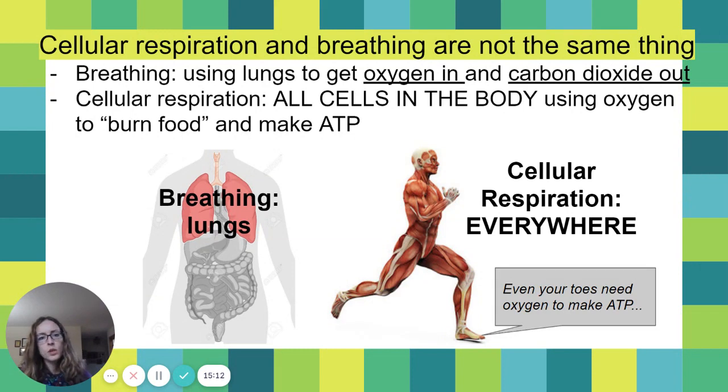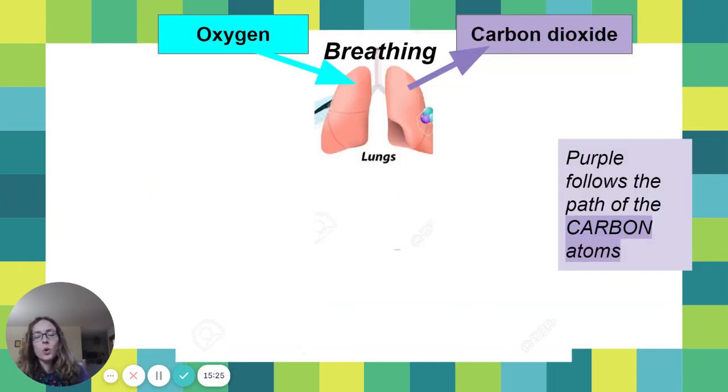So the relationship between breathing and cellular respiration is the question of, well, how do I get that oxygen to my brain? How do I get that oxygen to the little muscles in my pinky toes so I can wiggle my toes? We will get into this more in the spring when we talk about the human body, but breathing is just you bring oxygen in, and yes, carbon dioxide goes out, but your lungs are not turning oxygen into carbon dioxide. That's a very common misconception that people have.